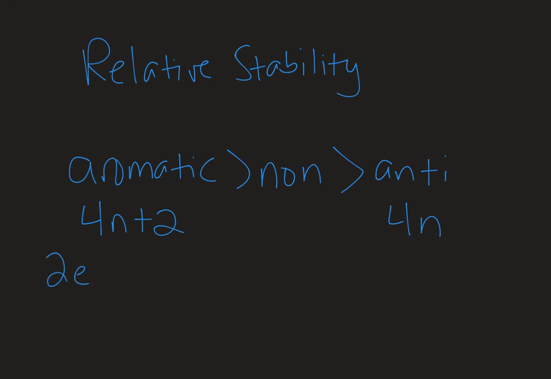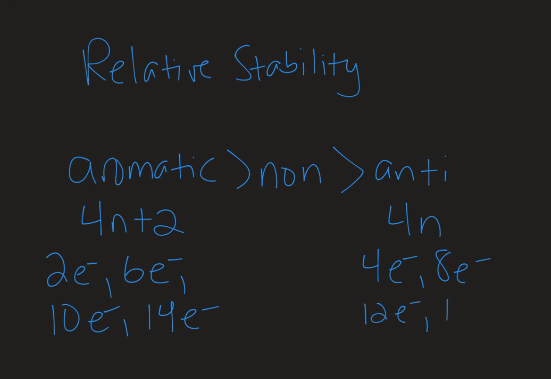So you could have 2 electrons, 6 electrons, 10 electrons, 14 electrons, and so on. Whereas for 4n, you'd have 4 electrons, 8 electrons, 12 electrons, 16 electrons, and so on. So you can see they're alternating. To be either aromatic or anti-aromatic, the system has to be conjugated throughout, as well as cyclic and planar. While non-aromatic compounds have some atom in the cyclic system that's breaking up the conjugation of the system.